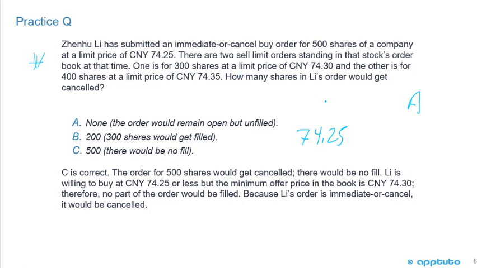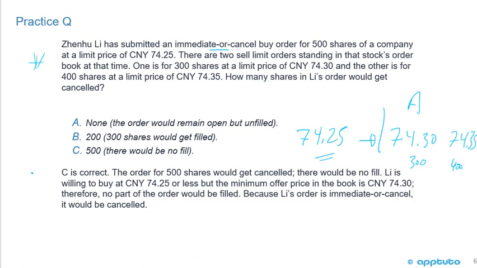You can see there's 300 shares at 74.30, and there's also another order at 74.35. And I might even put in the number of shares if I wanted, below: 300 shares and 400 shares. So you can see her order is an immediate or cancel. It's not going to be filled immediately. Her bid is at 74.25. The ask is at 74.30. That's not her price. She has a limit price. So what's going to happen is if it's not filled immediately, it's going to be canceled.